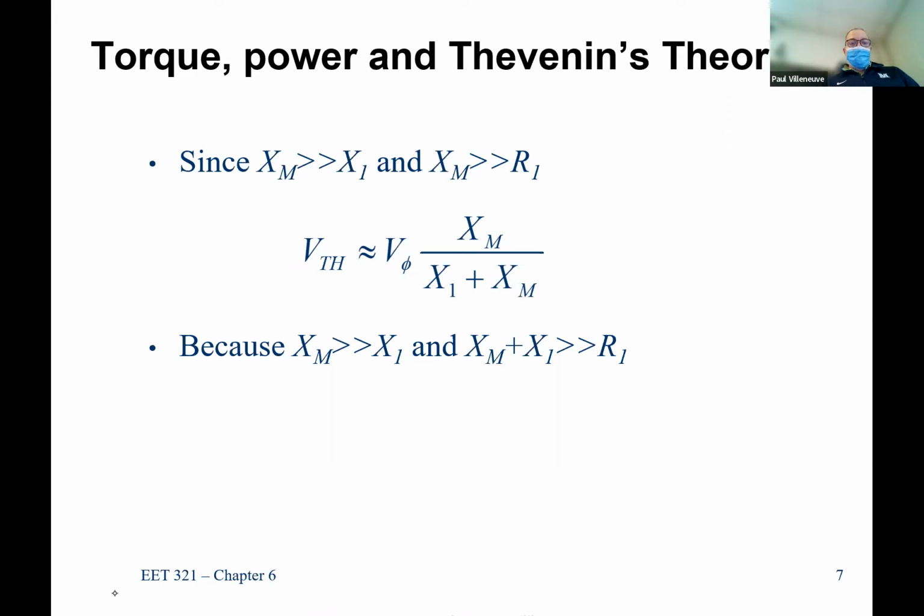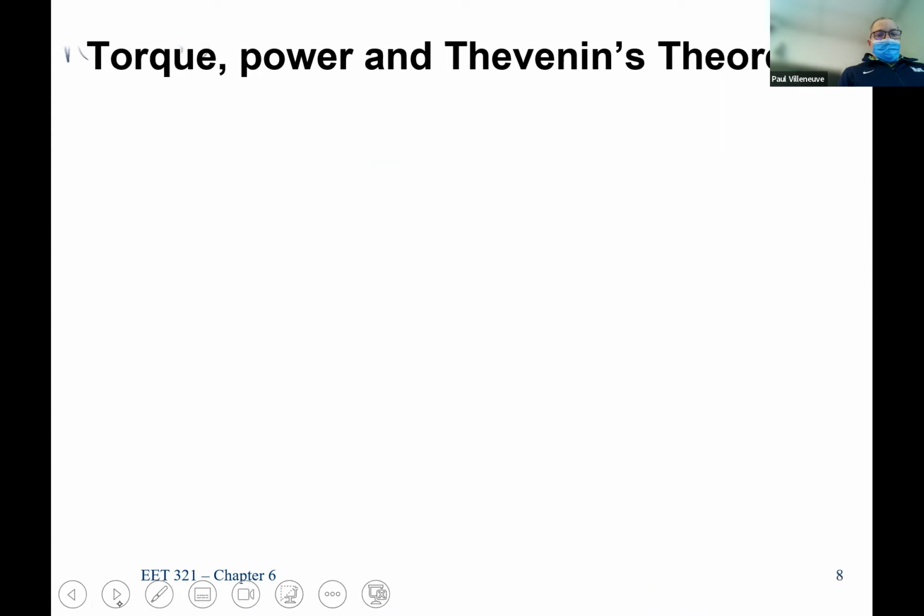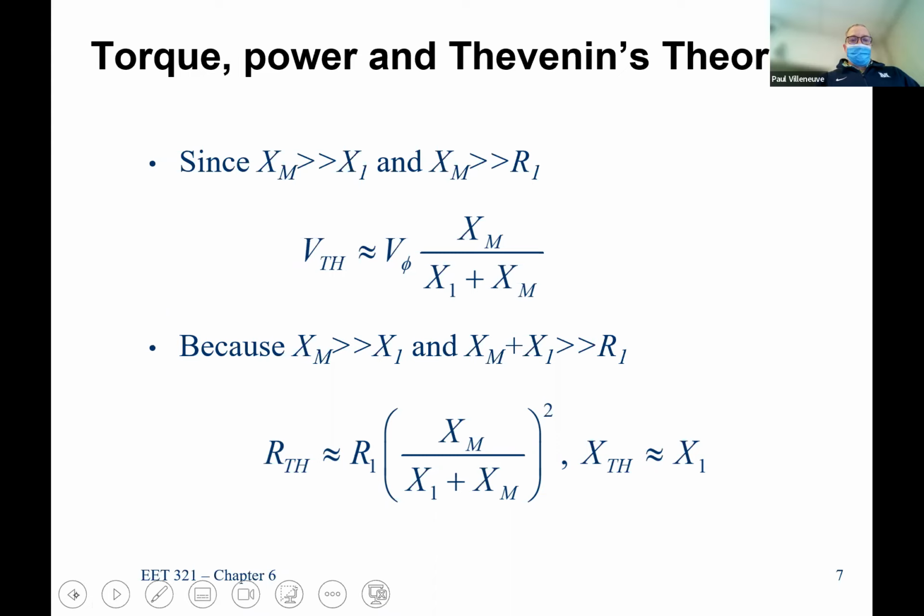Similarly, our XM is much, much greater than X1, so we're going to simplify our value for R Thevenin. Our value of R Thevenin is our initial R1 value times XM over X1 plus XM, squared. And then my X Thevenin value is close enough that it's going to be equal to X1. Oh, X1, sorry. Yes. Okay.